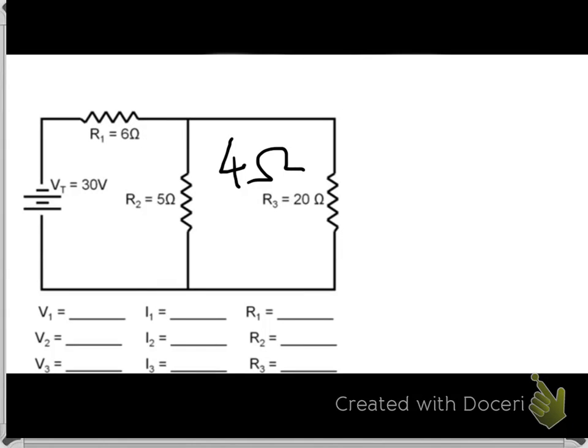We know the resistance of each resistor because it is already given. Resistor 1 is 6 ohms, resistor 2 is 5, resistor 3 is 20. So because we found the total resistance of the parallel branch, we can cancel out the 5 ohms and the 20 ohms and find the total resistance, which is going to be 6 plus 4, which is going to equal 10.